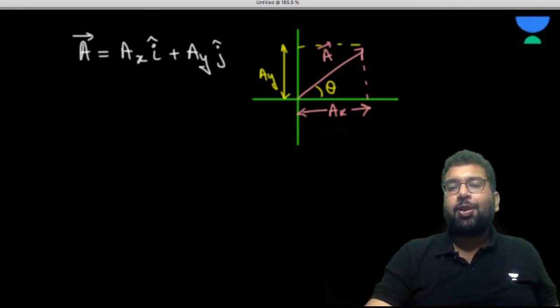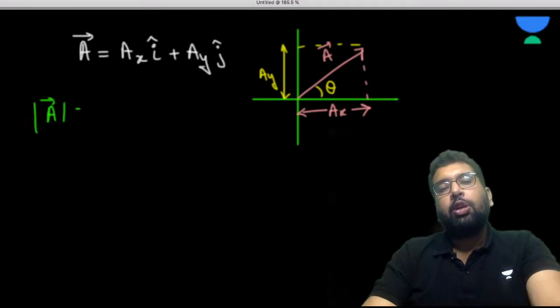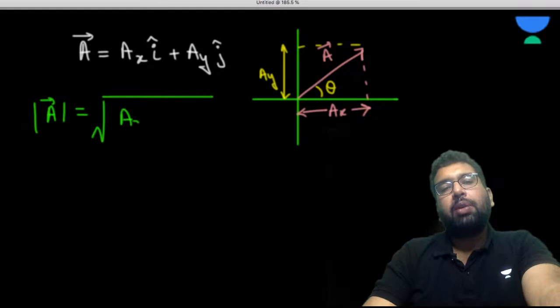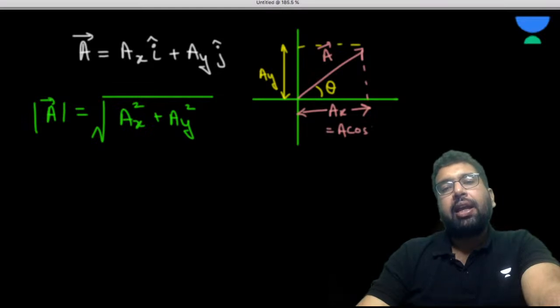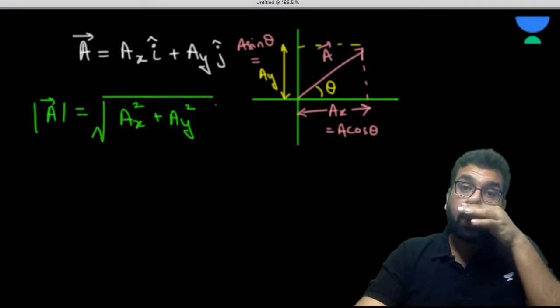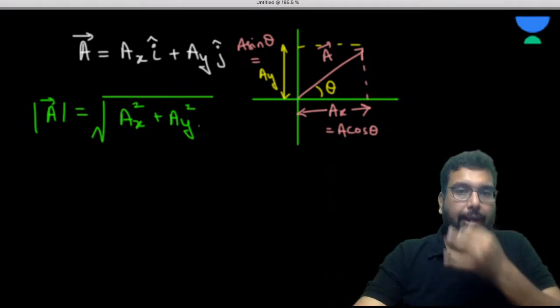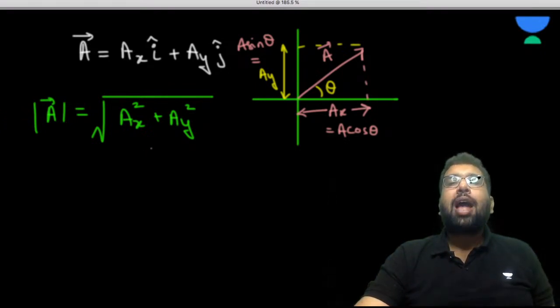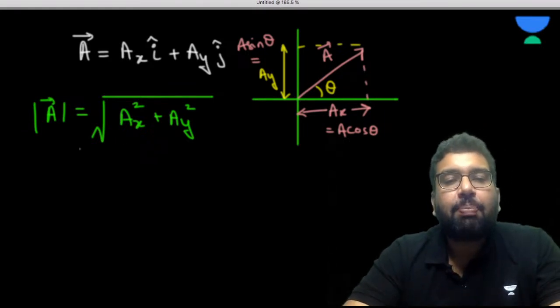So, sir, if we want the magnitude of this A vector, what is it? Obviously it is going to be root over ax square plus ay square. How come? Ax is A cos theta, we know from the resolution, and Ay is A sin theta in magnitude. So ax square plus ay square is going to be A square only. So the magnitude of this A vector is the square root of the squares of the x component and the y component, the components attached to i cap and j cap. You can square them and get the magnitude of this vector.